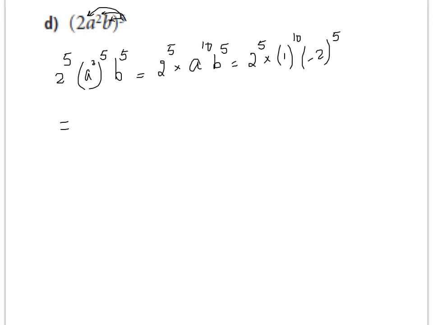Now, if you use your calculator, this is 2 times 2 times 2 times 2 times 2, which is going to give you 32. Now, this one, negative 2 times negative 2 times negative 2, 5 times, you're going to get negative 32. And this one is going to give you 1. 32 times negative 32 is going to give you negative 1024.